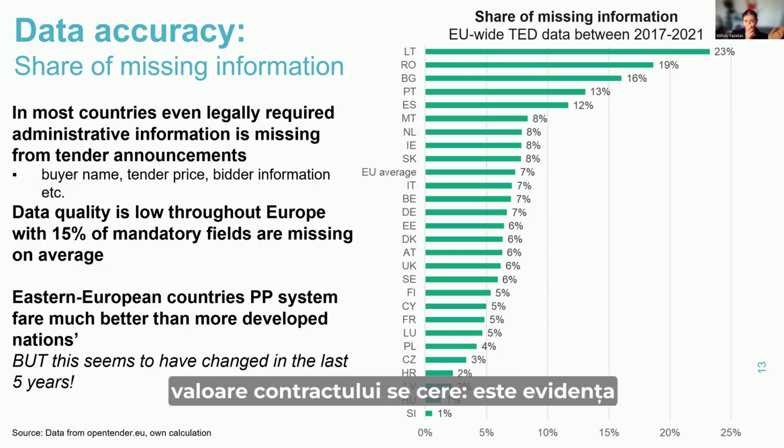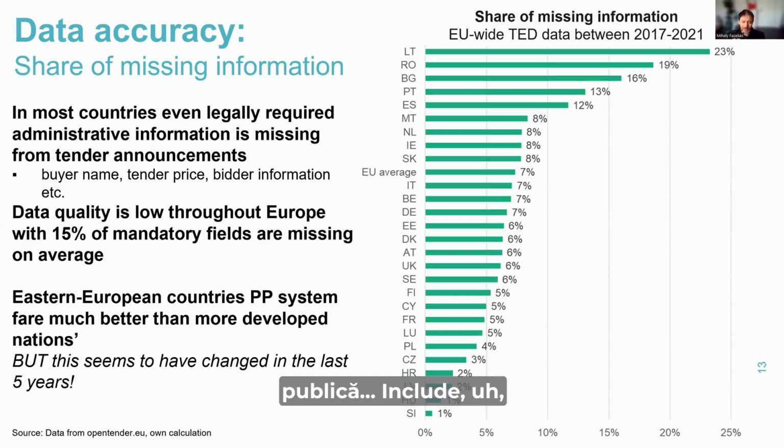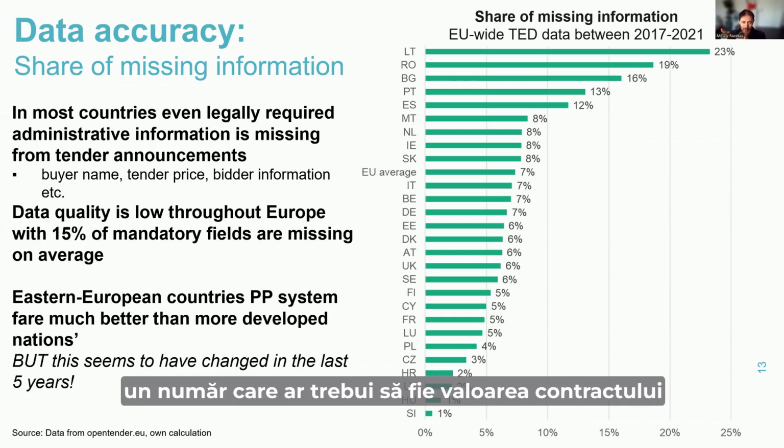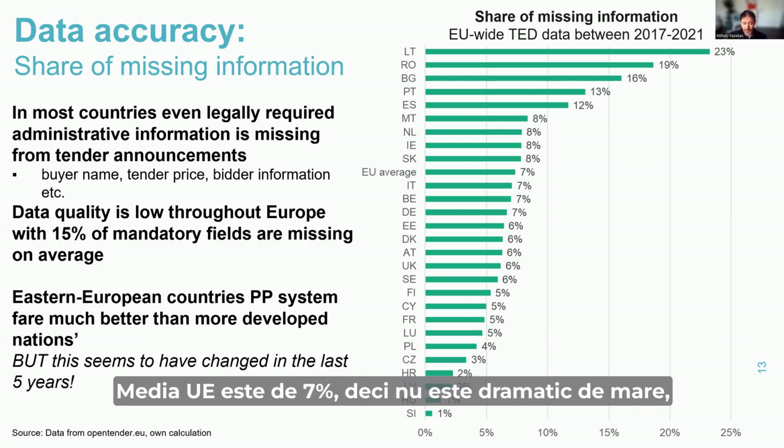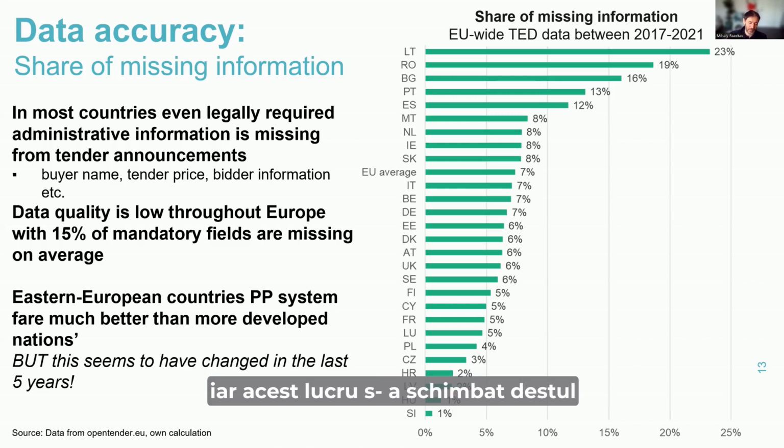So contract value required, is the public record including, does it include a number where contract value should be or not, right? And here are the percentages, the missing percentages, missing rates per country. The EU average is 7%, so that's not dramatically high, but there is quite some variation, and this changed quite a bit over the last 5 years.